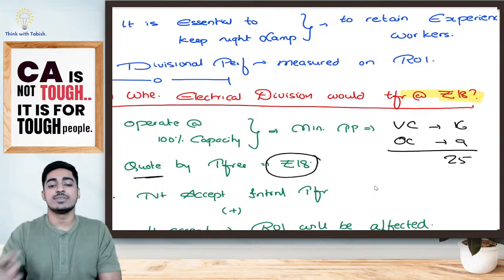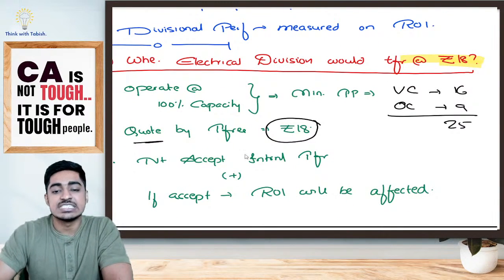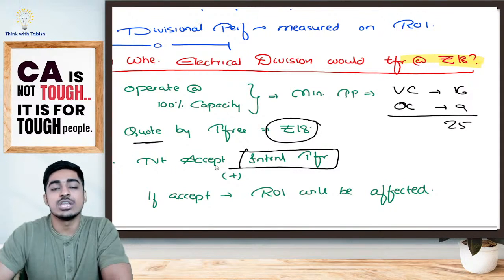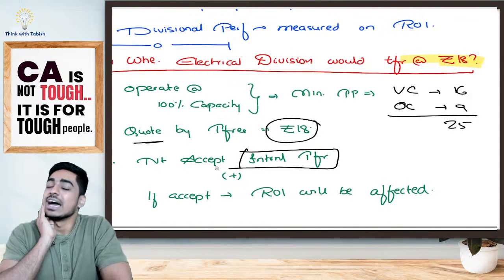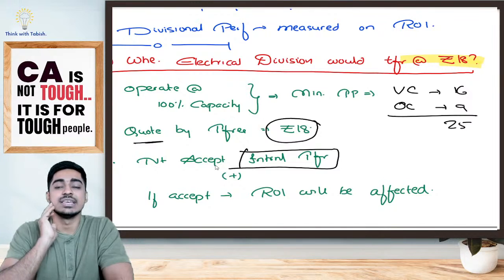I am telling, the minimum is 25 rupees. So, I will not accept the internal transfer. I will call him and I'll nicely tell him, see boss, you're like my friend only. I would have helped you.